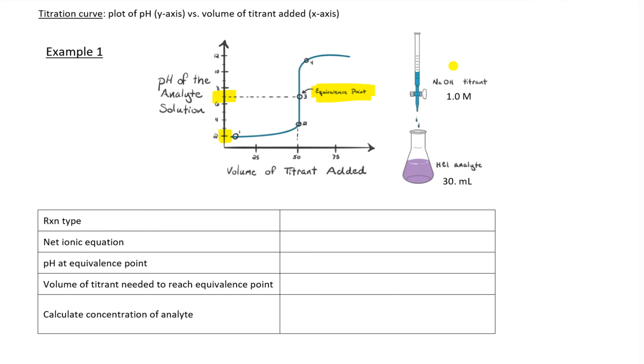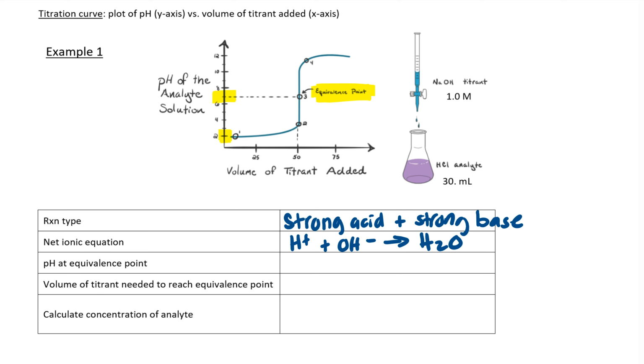We are reacting a strong acid with a strong base. Okay. We would say strong acid titrated with strong base. Okay, that titrated with part tells us what's coming in from the burette, what we're adding. Okay, so the net ionic equation, so real quickly, okay, strong acid, H plus, together with strong base, okay, major player hydroxide, together they make water. The pH at equivalence point is going to be 7.